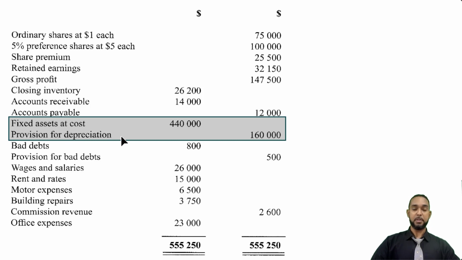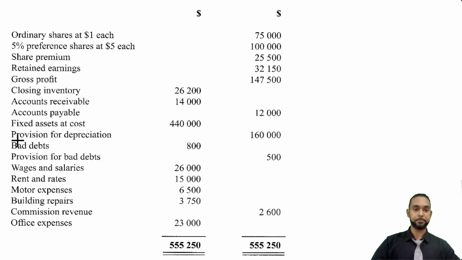The provision for depreciation on the non-current assets has a credit balance because remember, depreciation represents the fall or decrease in the value of an asset. And if assets have debit balances, the decrease in value will have to be represented by a credit balance to offset or decrease the debit balance.